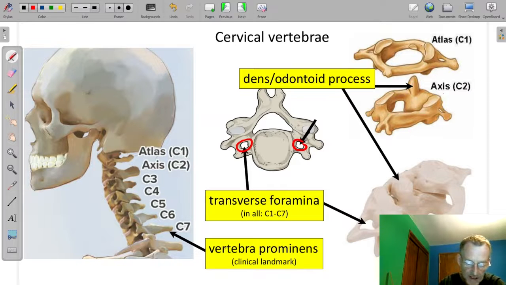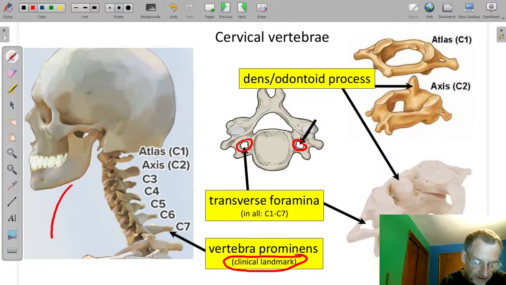C7 is noteworthy because C7 forms this clinical landmark. That's the bump at the back of your neck. So when you flex your neck, chin to chest, C7 pokes up. And that's what you can feel as the bump on the back of your neck. You're feeling the spinous process of the 7th cervical vertebra called the vertebra prominens. Okay? And the bottom right figure is a model showing how C1 and C2 articulate together.